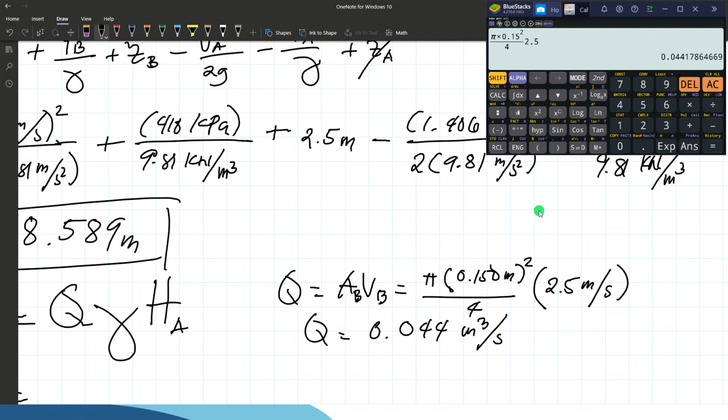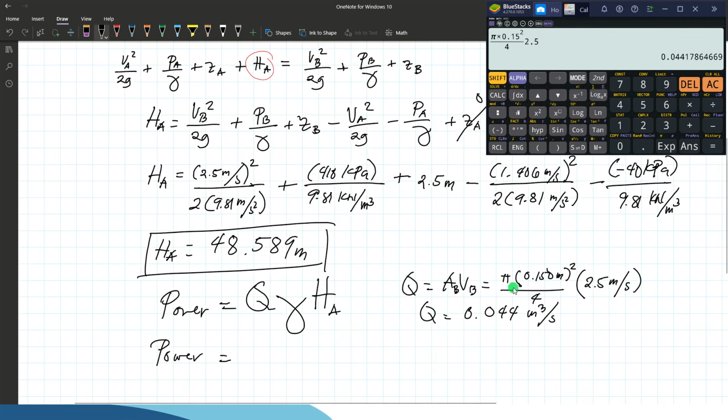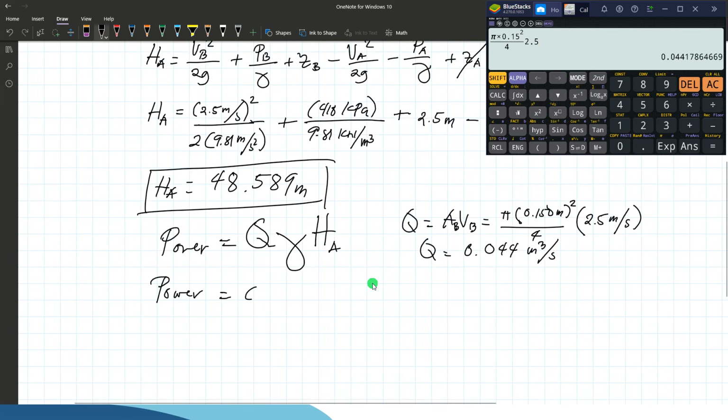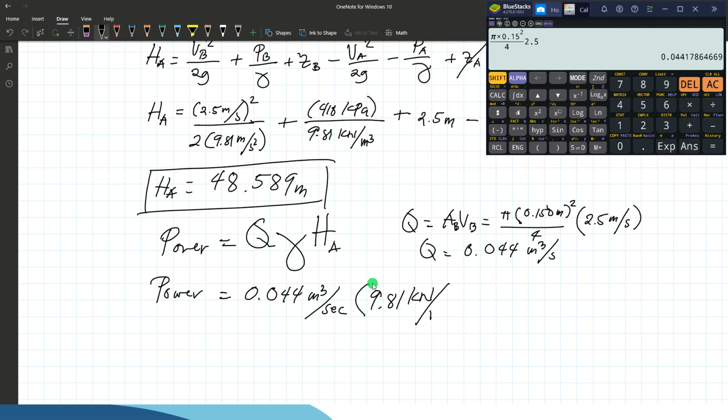0.044 cubic meter per second. Substitute that here: 0.044 cubic meters per second times the unit weight of the liquid, kilonewtons per cubic meter, times h of A, which is 48.589 meters. Okay, so let's check our units.